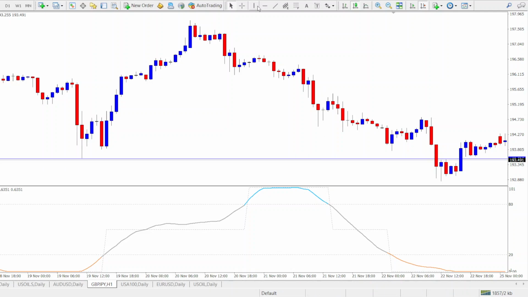Now, I'm going to be straightforward. Using this indicator to determine your exit level sometimes might lower your profit.